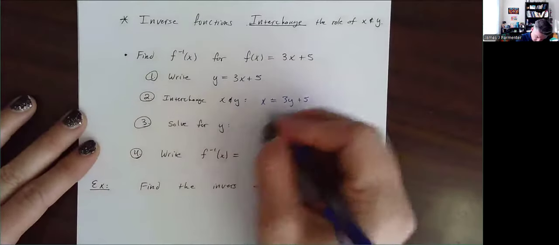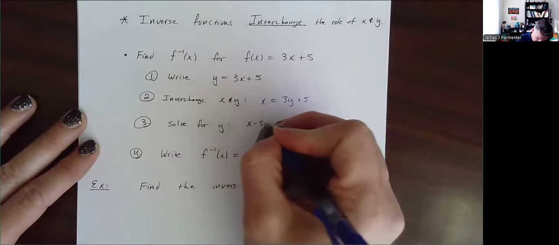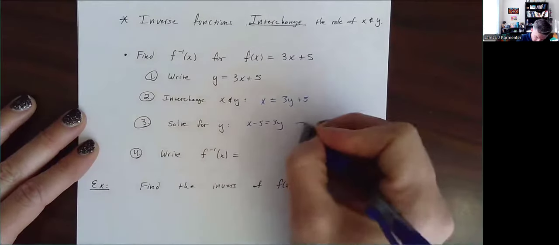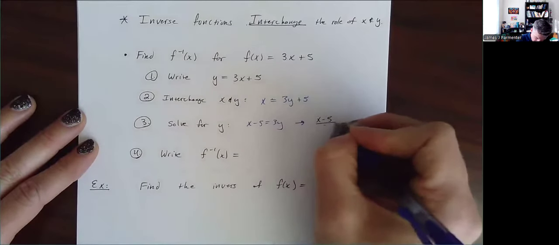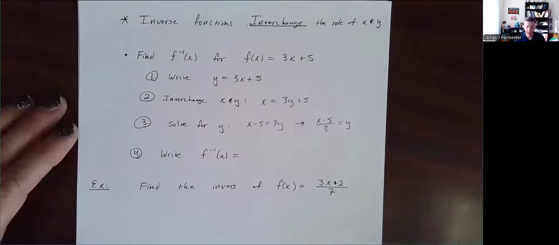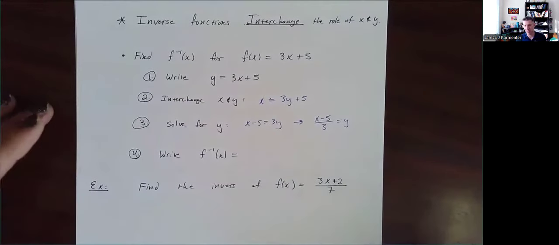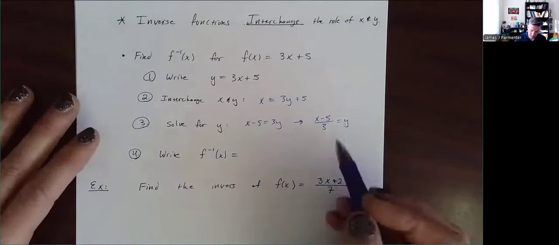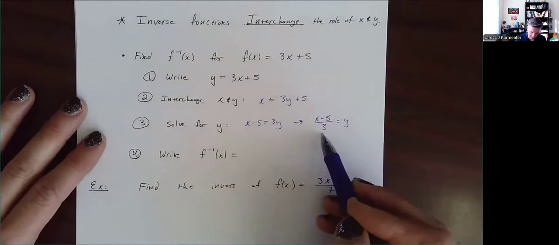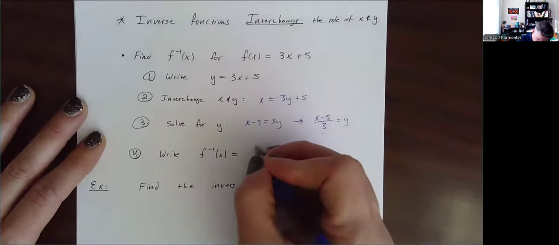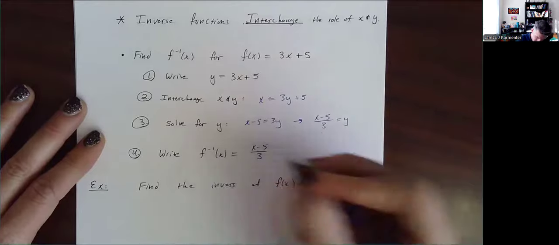So solve for y, so subtract 5, x minus 5 equals 3y, and then divide both sides by 3. So x minus 5 divided by 3 is equal to y. And then finally, and this last step is again not super necessary, don't write it as y equals x minus 5 over 3. Write it as f inverse of x equals x minus 5 over 3.